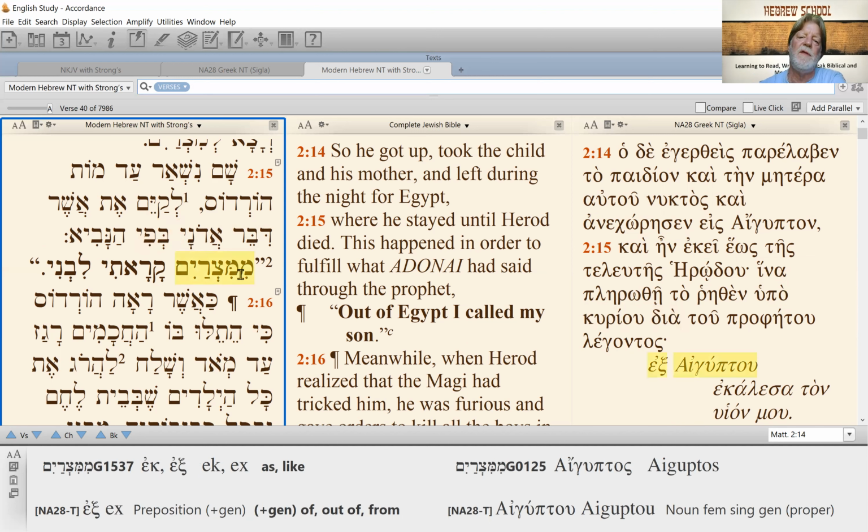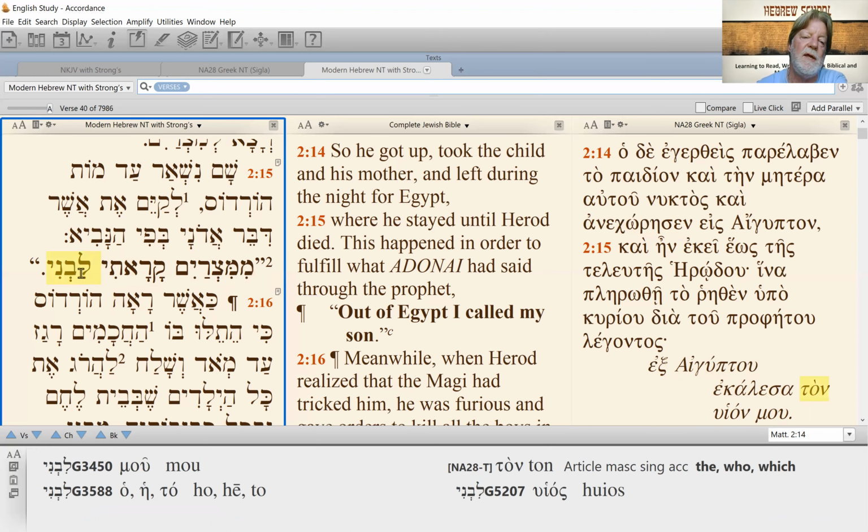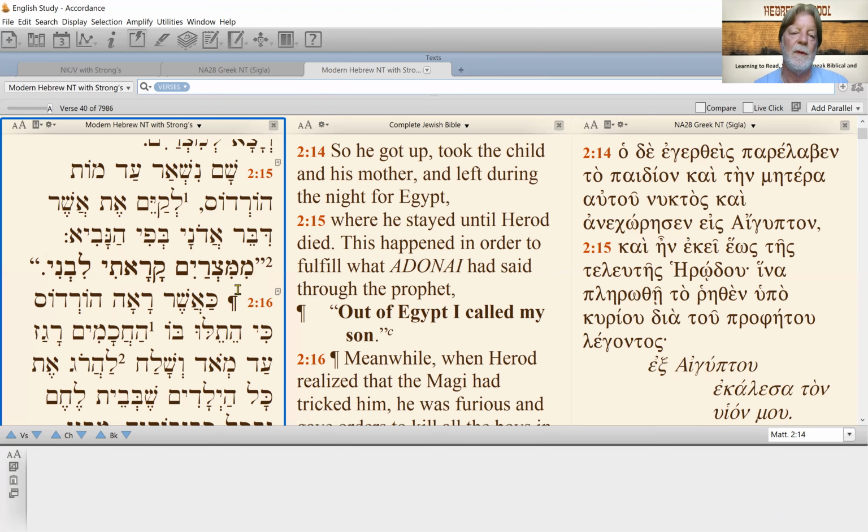And here is something that was written in Hosea chapter 11. Mi Mitzrayim. Here we have the mem prefix attached to the Hebrew word for Egypt, Mitzrayim. So from Egypt, karati, I have called. Kara, Kuf, Resh, Aleph is the Hebrew word for call or summon. I have called or summoned. Livni, to my son.